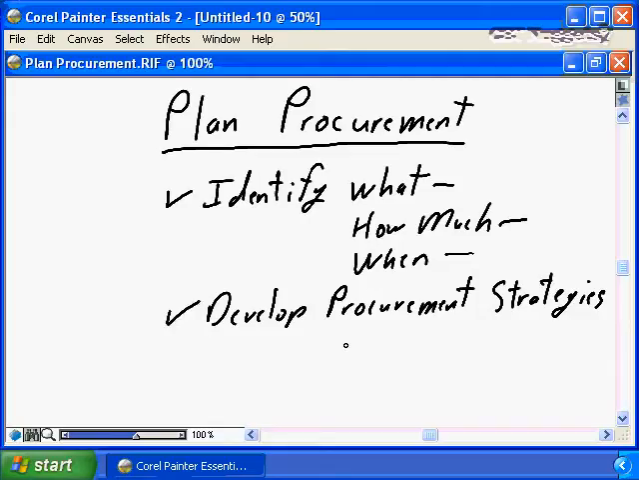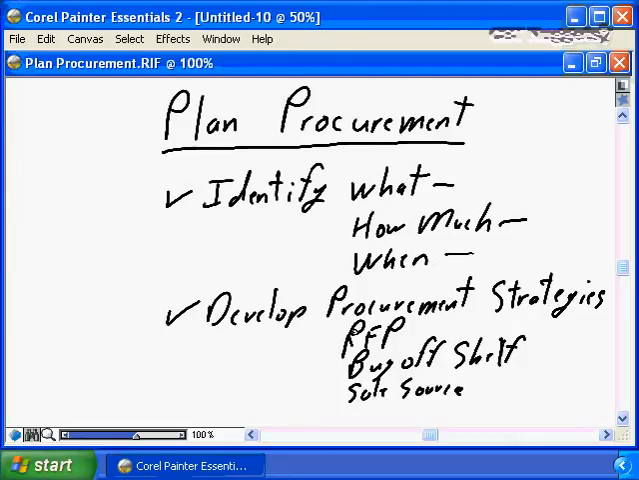Are you going to go to a full public tender and issue an RFP? Are you going to walk down the street to the local store and buy off the shelf? Do you have a preferred supplier and you're going to sole source? Procurement options, procurement strategies, are often as variable as project requirements. Depending on specific project requirements, the what, the how much, the when, depending on specific organizational standards and procedures, organizational policies, your procurement strategy will vary.